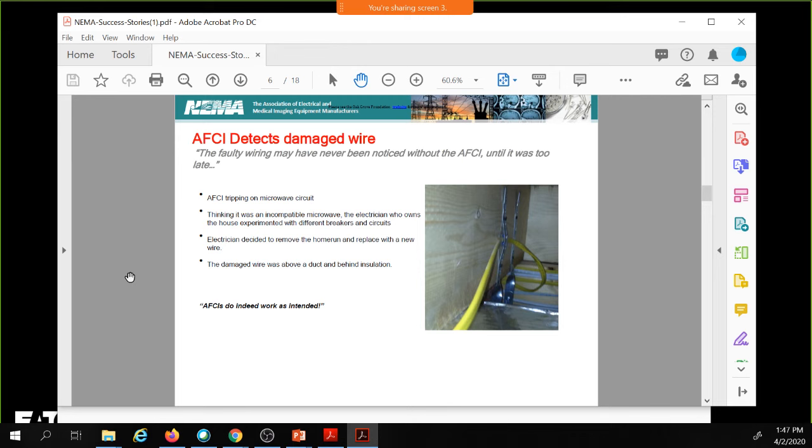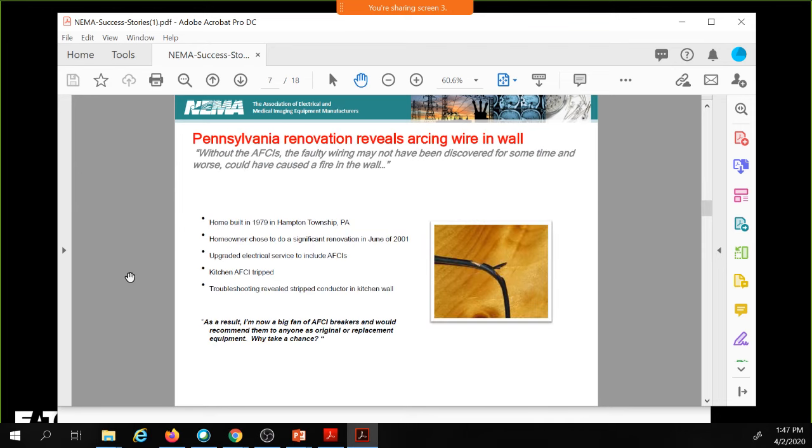Here's another good one. This AFCI was tripping on a microwave circuit. They weren't sure what was going on, but look what happened. Who's to say who came before or after that? I'm sure the electrician didn't just stuff it under there. Probably somebody after the fact came in and put a hanger in and just went right over the wire. And that was above a duct. Not a duck, not a quack quack, it was a duct.